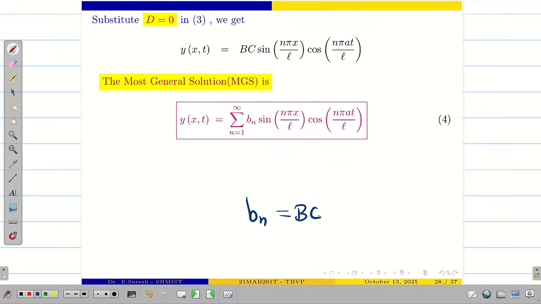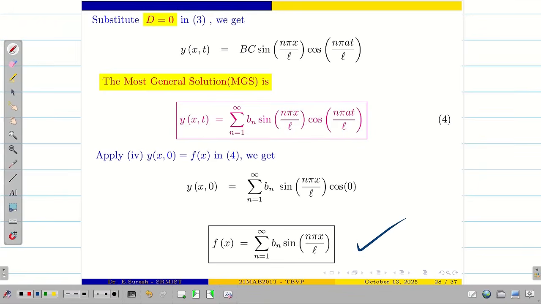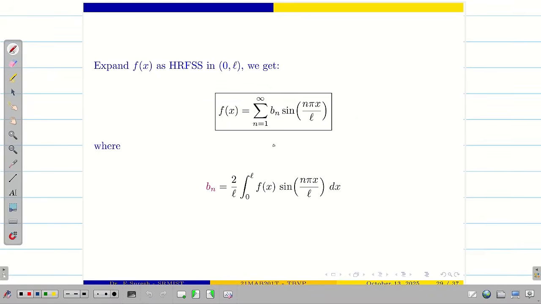Now see, up to this everything goes well, but the problem is I don't know what my f of x is. Now apply y of (x, 0) is equal to f of x in 4. Then we get f of x as summation n equal to 1 to infinity Bn sin(n pi x by L). Now this looks like a half-range Fourier sine series. We know the formula for Bn. To find Bn, we need f of x. Let us go back to step 1, that is the diagram. Let us find f of x and then we can integrate this problem.